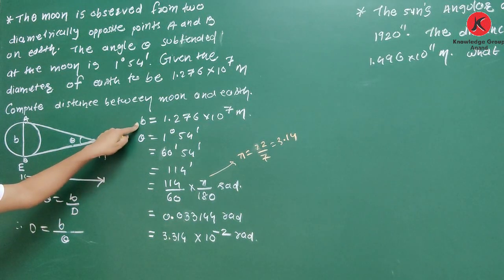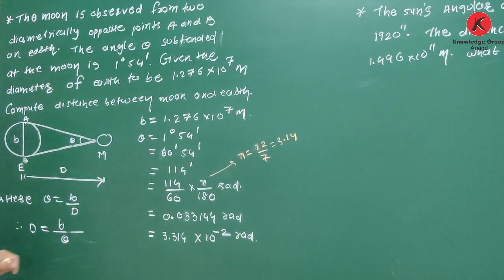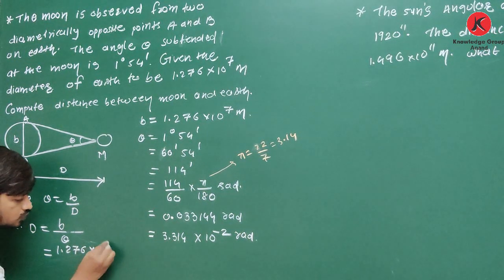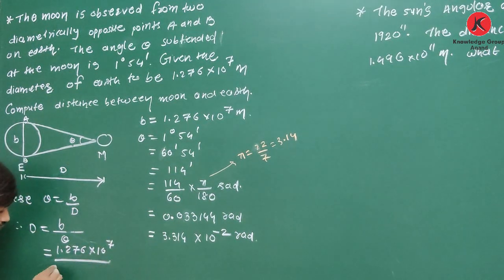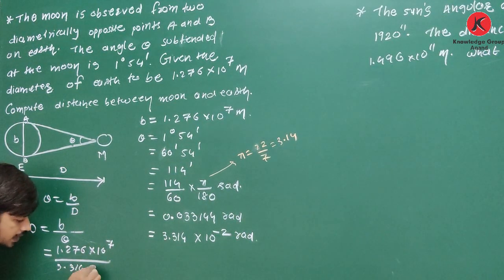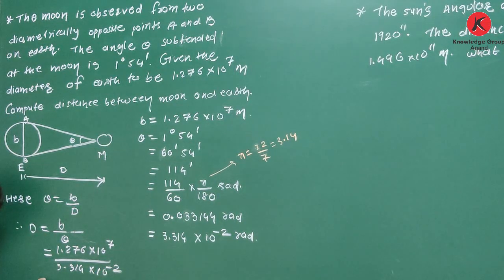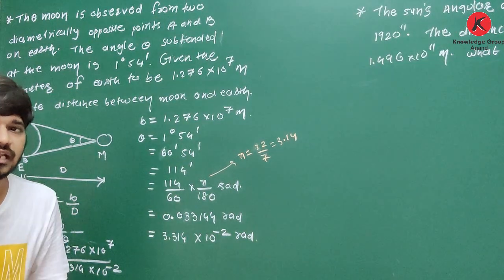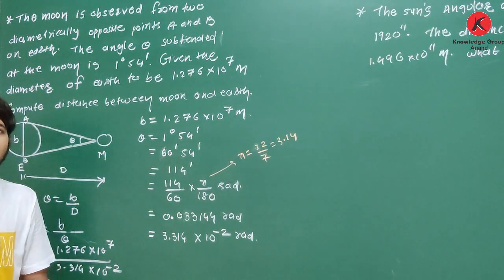So now we have B and theta to put in this equation. What is B? It is 1.276 into 10 raised to 7. What about theta? It is 3.314 into 10 raised to minus 2. Now in the calculator, you have to calculate only this term, 1.276 divided by 3.314, because we can add or subtract power of 10 directly.